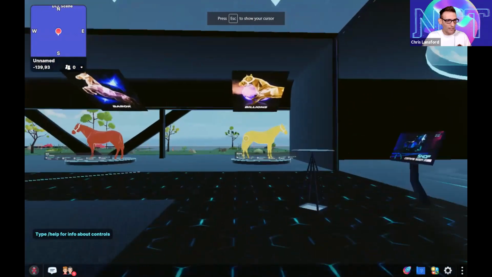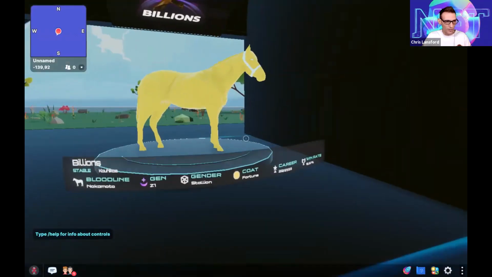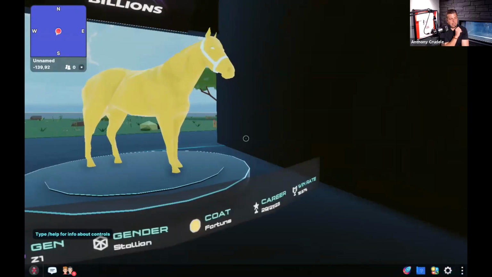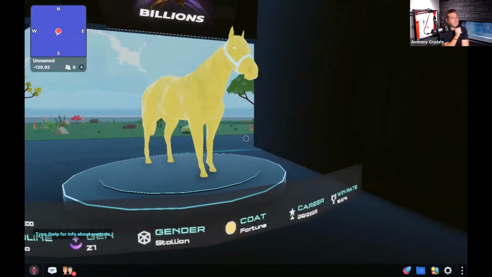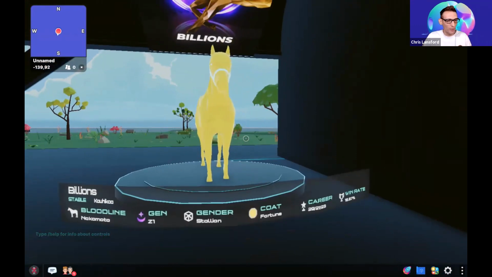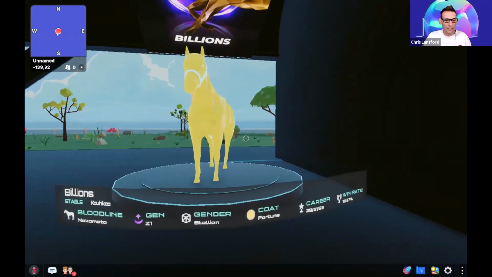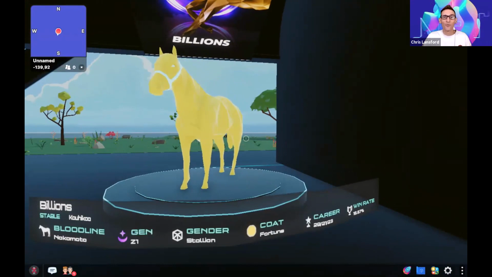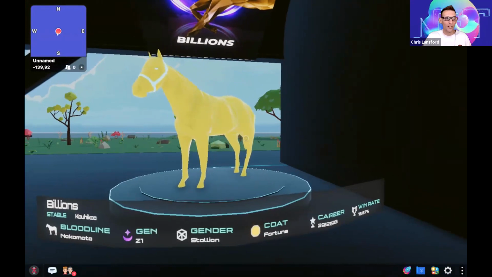I'm not very good at navigating this. We can get some information on one of these horses. This is Billions. Yeah, Billions is cool. He's a Z1, one of those horses that Anthony's talking about. A Z1 Nakamoto Genesis stallion. Means he's mated. His color's Fortune. That's a pretty cool lucky color for him.